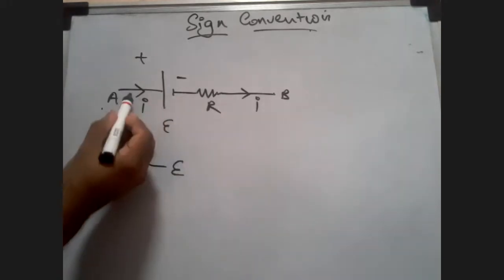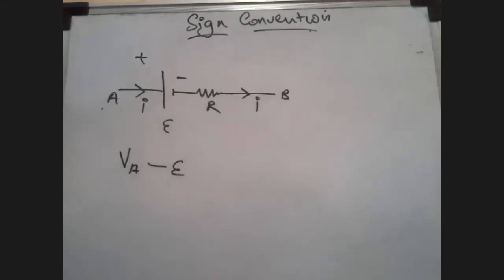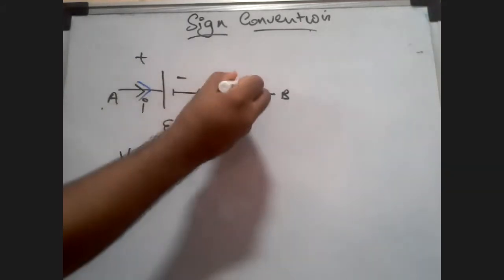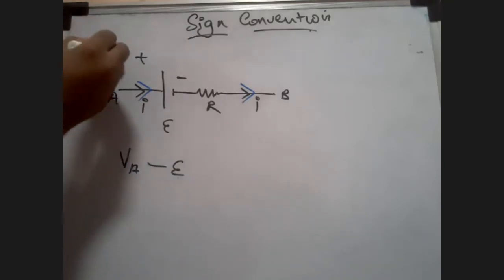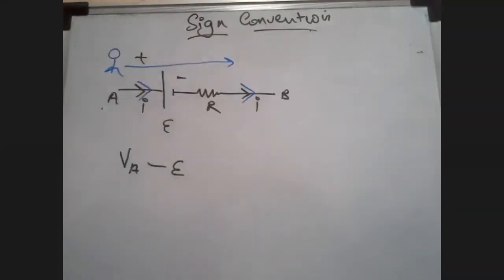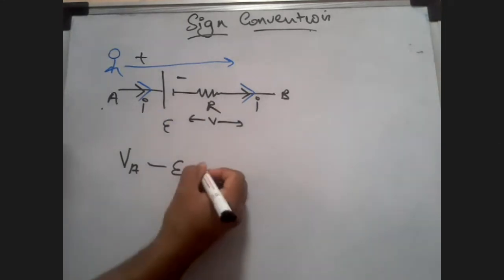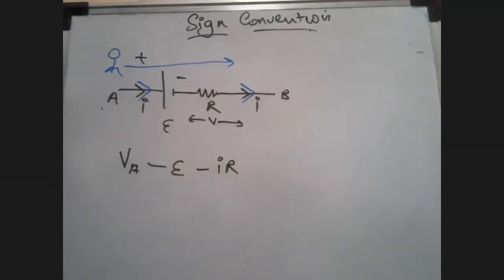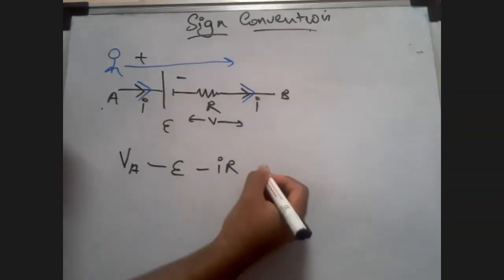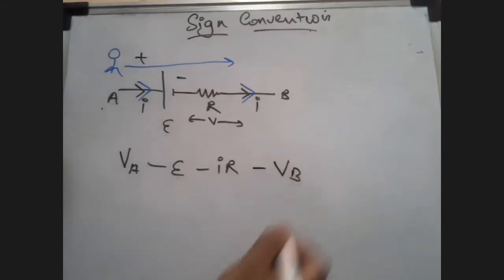And then again I am in the direction of the current. You can see the direction of the current is like this, and I'm walking from A to B. So if I'm walking in the direction of the current, what will be the potential across this resistor? Minus I times R. And last, minus VB equals 0. Is this understood? Two things are very important for you to understand.